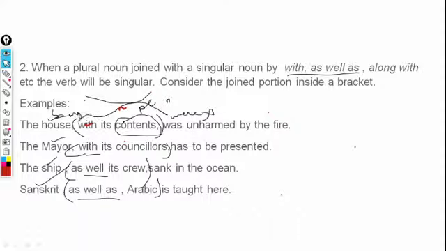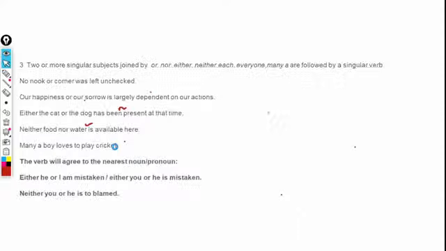What is the first noun? House. That is why was. Mayor, has. We are not connecting it with counselors. We will not connect it with the nearest noun. We will connect it with the first main noun of the sentence. The mayor with its counselors has to be presented. With its counselors will be temporarily ignored, and our verb will be according to the first noun. That is very important to keep in mind.